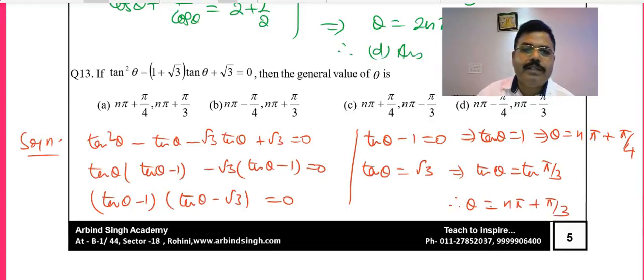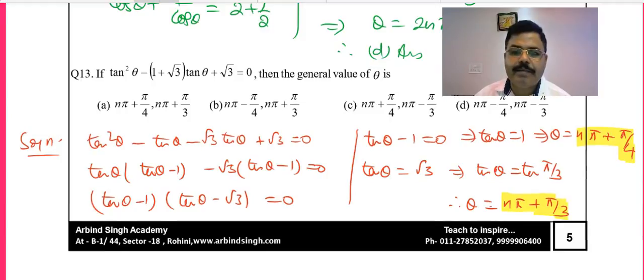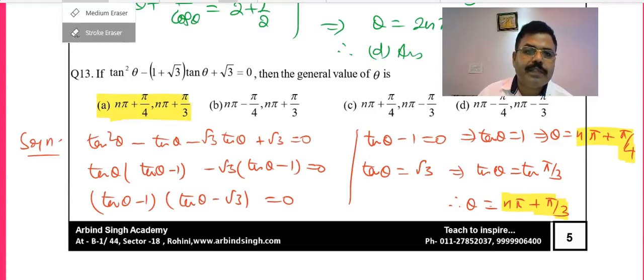So there are two answers. One is n pi plus pi by 4 and the second is n pi plus pi by 3. So the answer will be A. That will be the answer. Now, next question. Let me explain this.